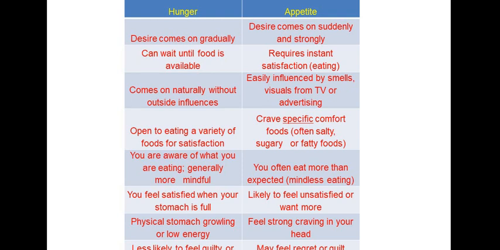Hunger is a physical sensation, stomach growling or low energy, whereas in appetite you feel a strong craving in your head. In hunger, you are less likely to feel guilty or shameful after eating, whereas in appetite you feel regret or guilt afterward. So this is the major difference between hunger and appetite.